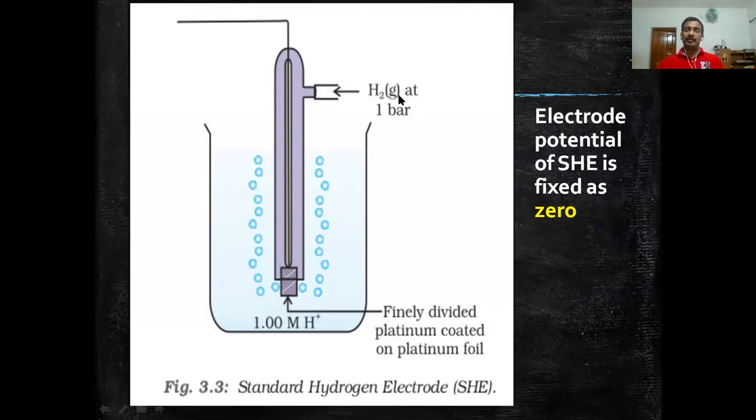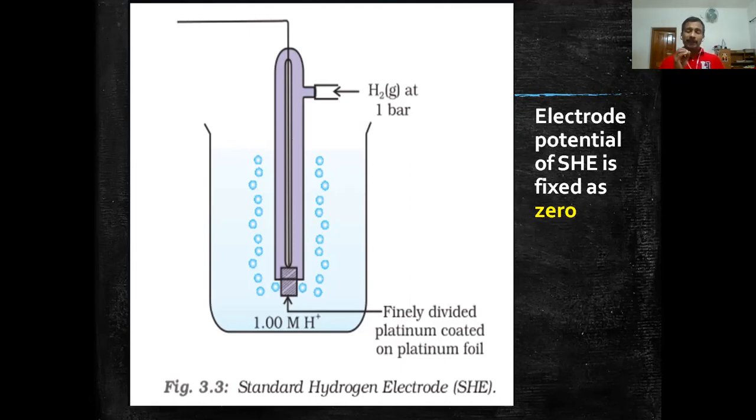through which we can pass hydrogen gas, and in this electrode it is passed at 1 bar pressure, and this total setup is immersed in a 1 molar solution of hydrogen ions. It is the hydrogen electrode, and this hydrogen electrode can be taken as the reference electrode, and its potential is arbitrarily fixed as 0.